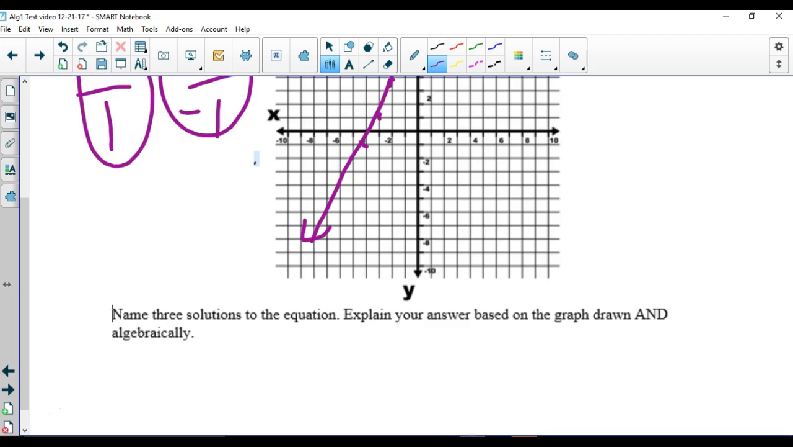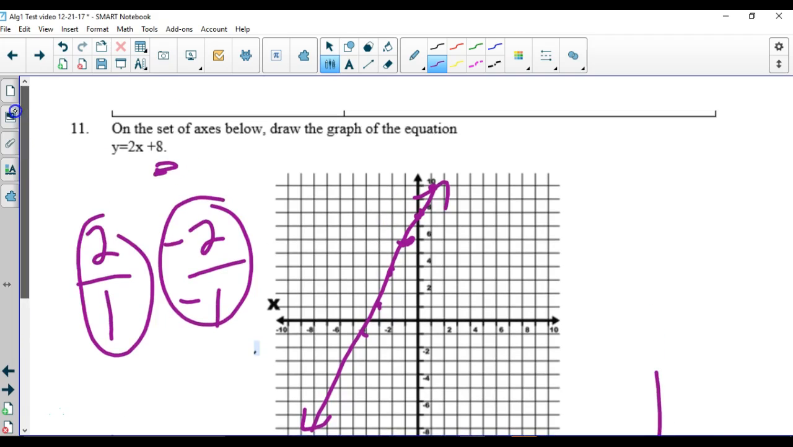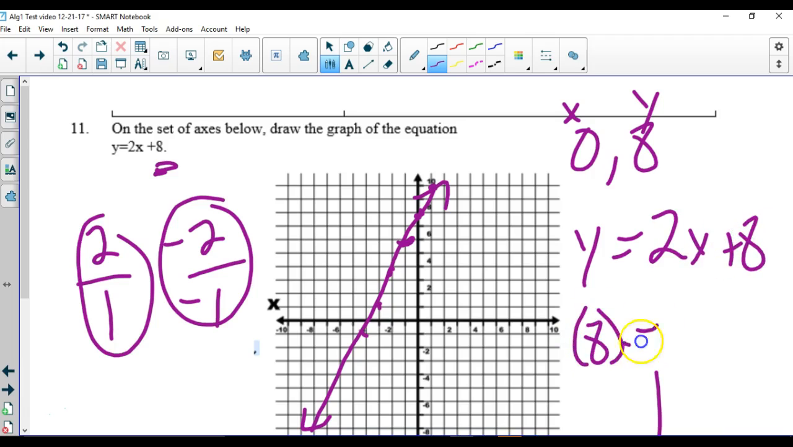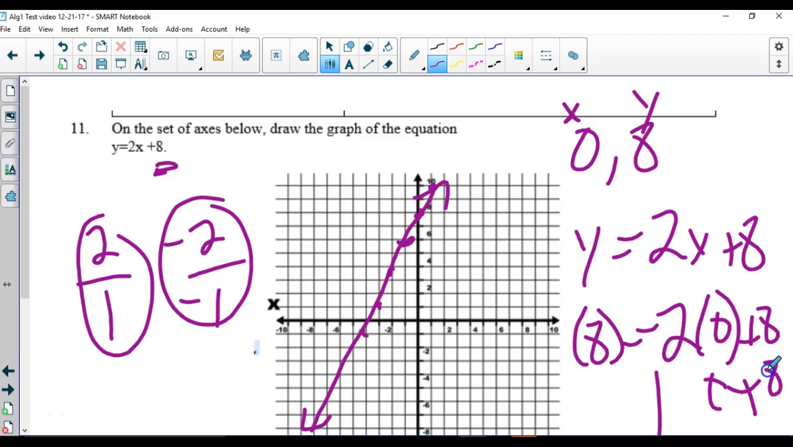So again, I pick a point. So let's say I pick the point (0, 8), just to show you. This is my X, this is my Y. I take the equation. I replace the Y with 8. I replace the X with 0. 2 times 0 is 0. 0 plus 8 is 8. That's one way to check it.